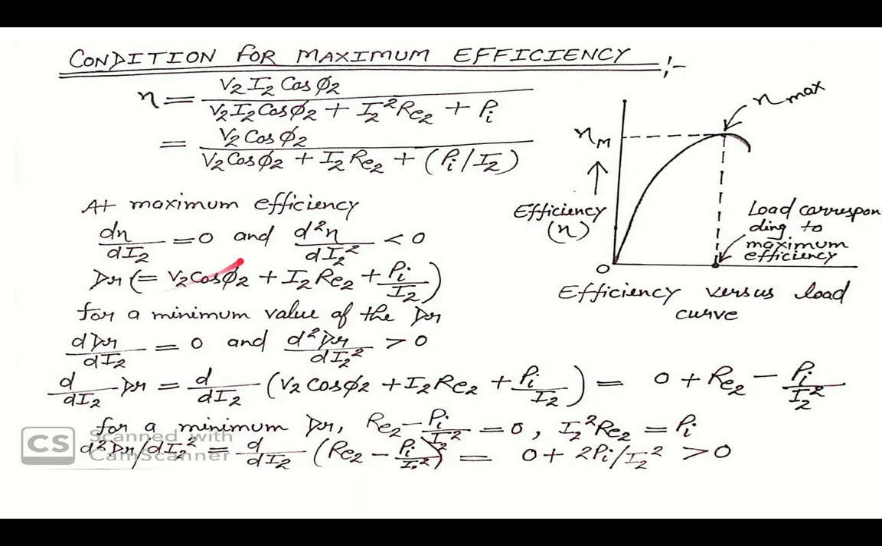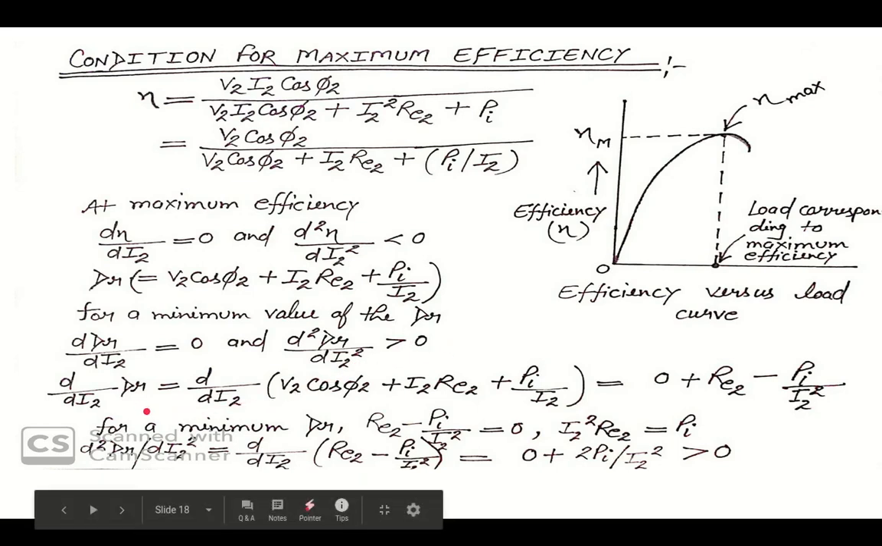You can see here the denominator means V2 cos phi 2 plus I2 Re2 plus Pi upon I2. But since V2 and cos phi 2 are constants for a given load, efficiency will be a maximum when the denominator is minimum. For a minimum value of the denominator, the condition is that the denominator differentiated with respect to I2 should be equal to 0, and the second differentiation of the denominator should be greater than 0.